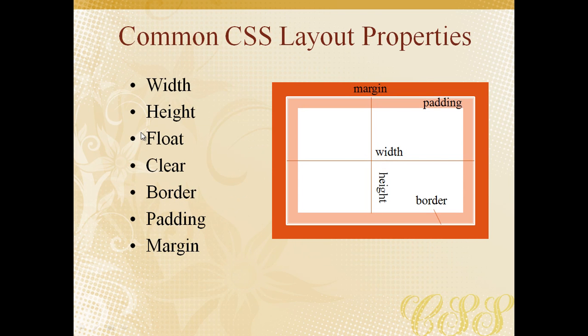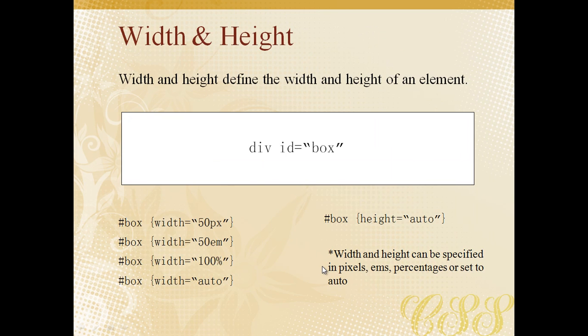So, how are these things represented? This portion is called margin and this is called padding. This represents the width and this represents the height and this is the border. So padding is nothing but the space between the border and the content of the cell. Margin is nothing but the space between the elements outside the box and the box. So you can have #box width equal to 50px, or you can say width equal to 50em or 100% or auto.